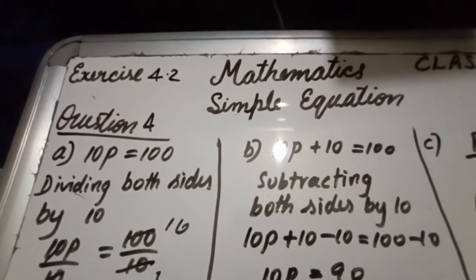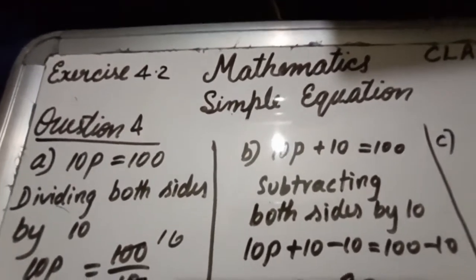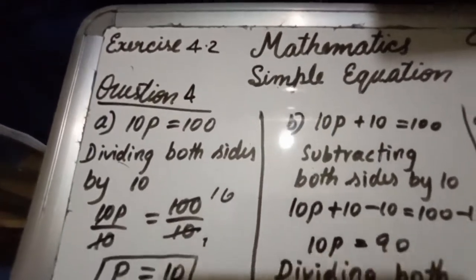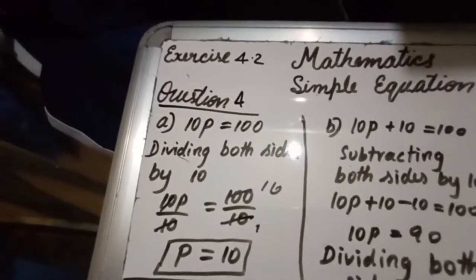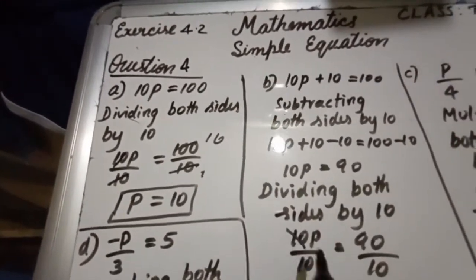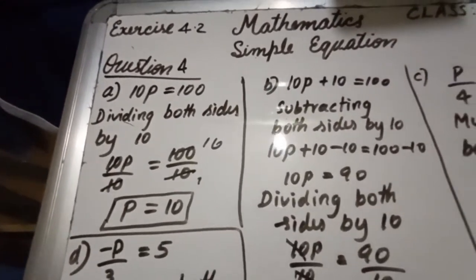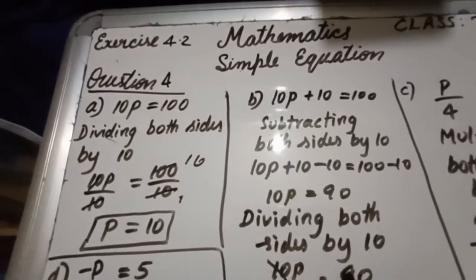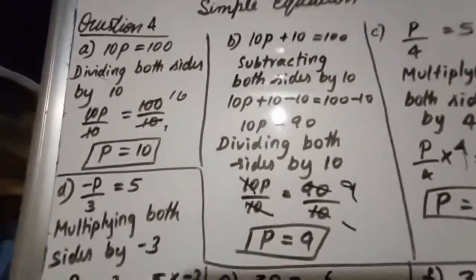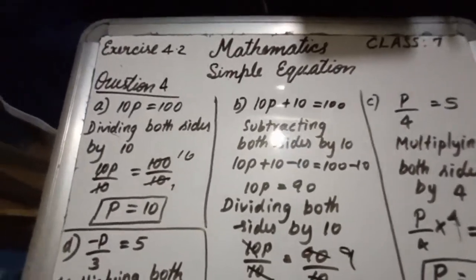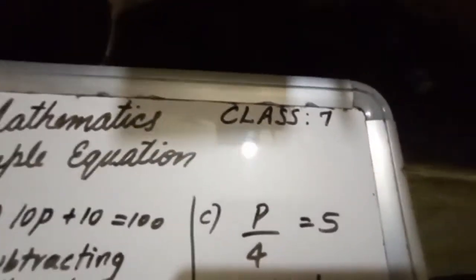Now, with the variable there is 10. So, how to separate? By dividing both sides by 10. 10p over 10, here we are going to cancel it. So, 10 ones are 10, 10 nines are 90. So, you are going to get the answer p is equal to 9. Now, let us go to the C question.